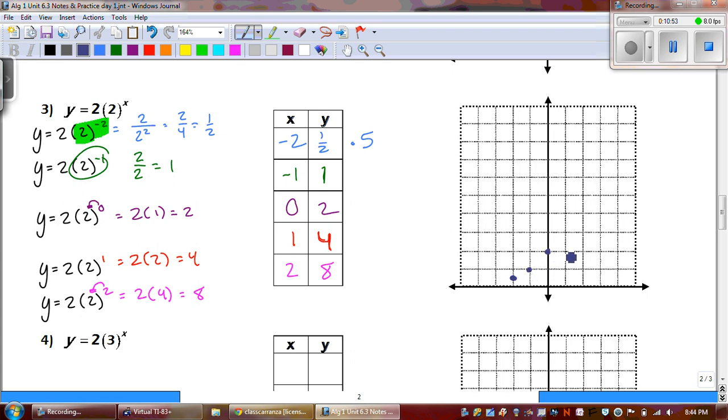0, 2, we got 1, there's 2, 3, there's 4, 4, 5, 6, 7, 8, and there we go. There's our graph. And those are our points. And now let's draw the graph. Always add your arrows, okay? And there you go.